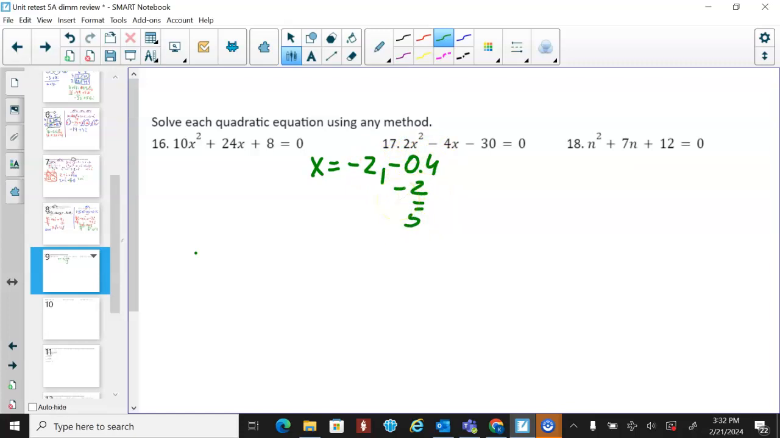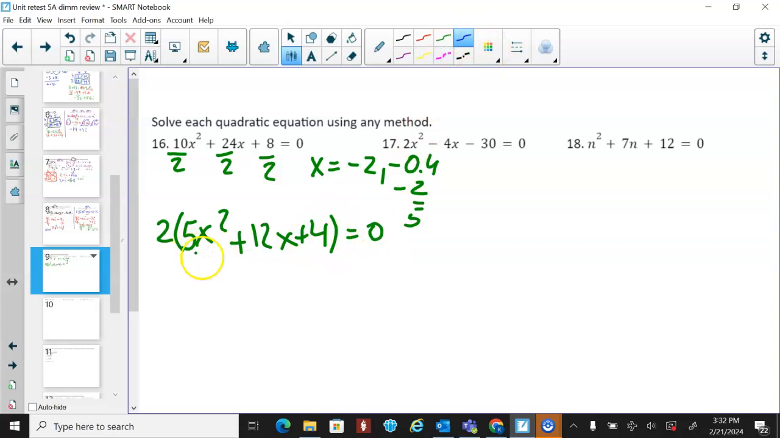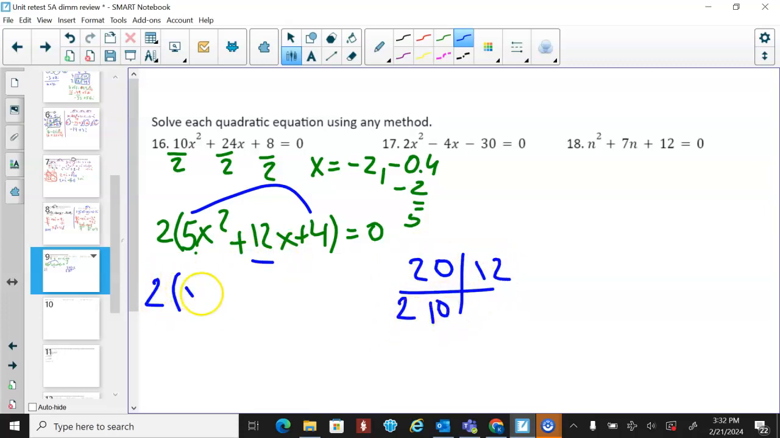Now, I'm going to use the 8 times C method, but I don't want to do the big, giant 10 times 80. Again, I don't like it, so I'm going to see if I can take anything out. I can divide each of them by 2 as a greatest common factor. So if I put 2 on the outside, on the inside I get 5x squared plus 12x plus 4. Now, I'm only going to use what's inside the parentheses. So 5 times 4 is 20, and the factors have to add to 12. The 2 factors are 2 and 10. Again, 2 is on the outside, and I get x plus 2 and x plus 10.